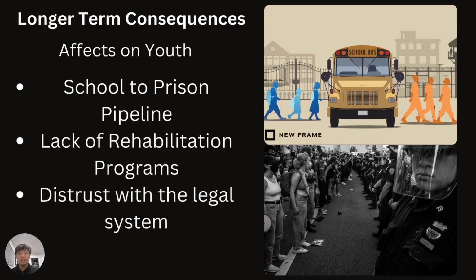Now, let's move on to the longer term consequences, and more specifically, how this problem affects the youth. An example of how it has affected the youth is the prominence of the school to prison pipeline, which is the idea that kids of lower socioeconomic class are being set up to drop out of school and participate in criminal activity at a young age, which leads them into entering the prison system at a very young age and for a very long time.